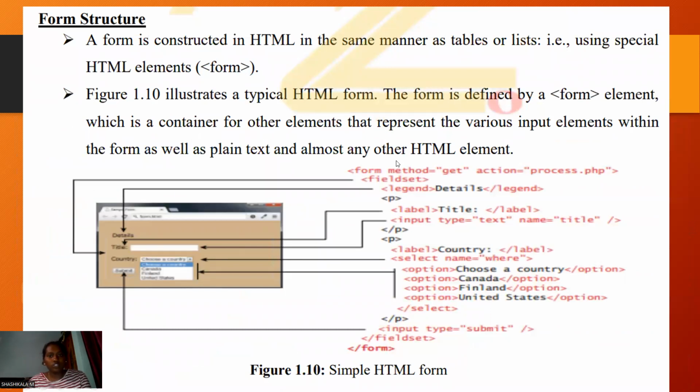So this is the structure of the form. It is constructed in the HTML. It is the same as the table or list, using special HTML elements that are formed inside the angular brackets. In this figure, you can see the structure of the HTML form. The form is defined by a form element, which is a container for other elements that represent the various input elements within a form, as well as plain text and almost any other HTML element.